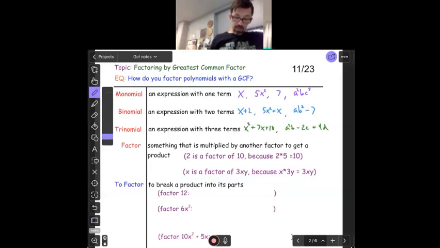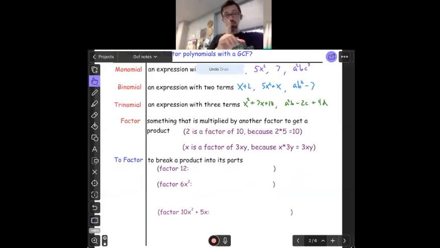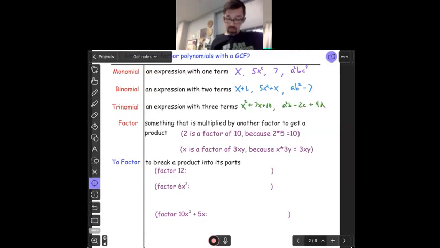I'm going to define factor with you, okay? That one is a noun version of it, the other one's the verb version of it. So what is a factor? A factor is something that is multiplied by another factor in order to get a product. We would say that 2 is a factor of 10 because there's something I can multiply 2 by to get 10. 2 times 5 is 10. x is a factor of 3xy because there's something I can multiply x by in order to get 3xy. x times 3y would be 3xy.